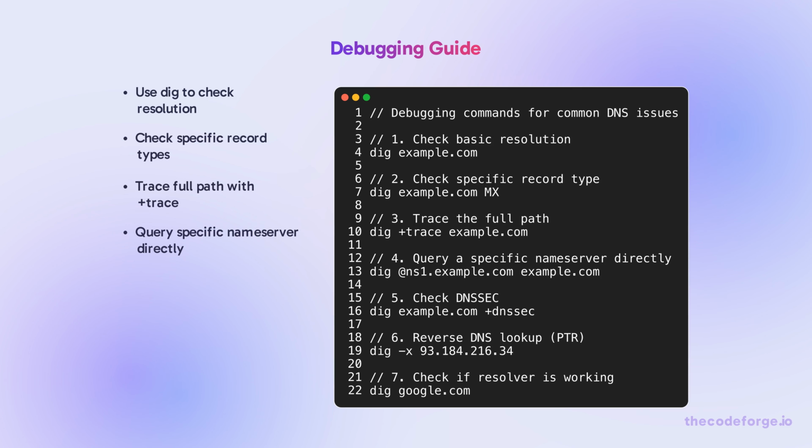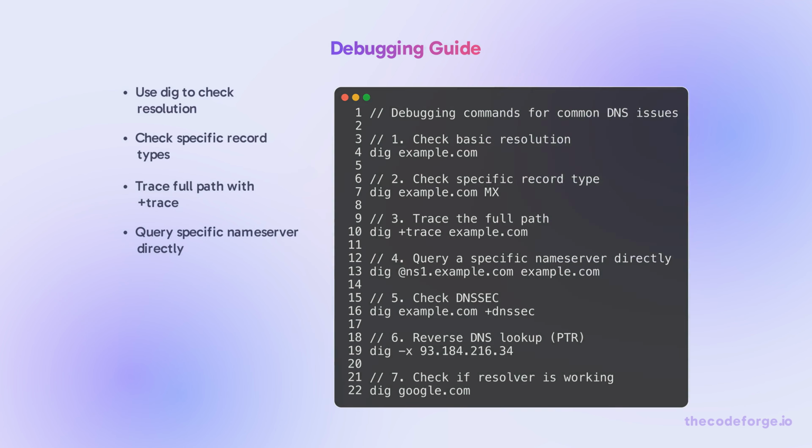Here are the essential debugging commands. Use dig to check basic resolution, specific record types, trace the full path, or query a specific name server. These commands will help you diagnose most DNS issues.